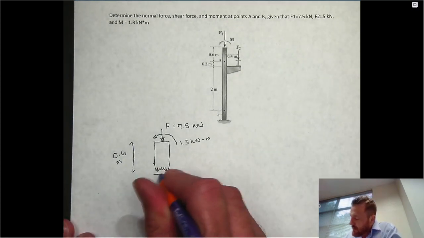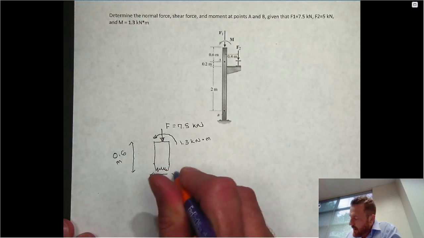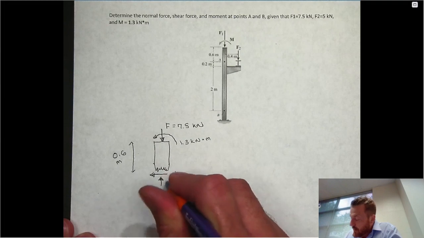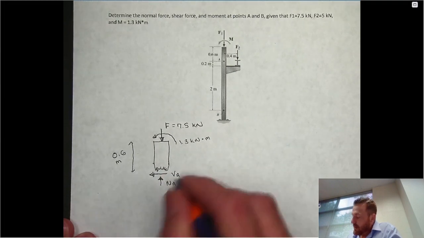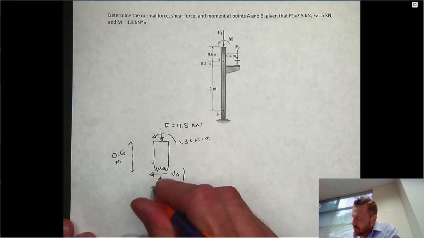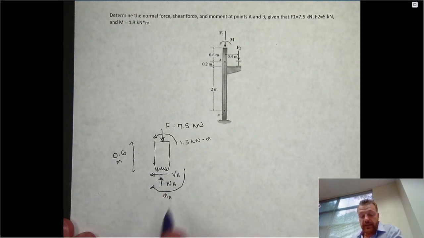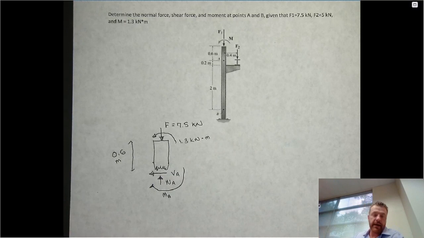Show the shearing force going to the left, label that VA. Show the normal force going into the actual segment, call that NA, and then show the bending moment going in the clockwise direction. And then let's solve for each of these three internal forces, if we can, by applying our three equations of equilibrium.